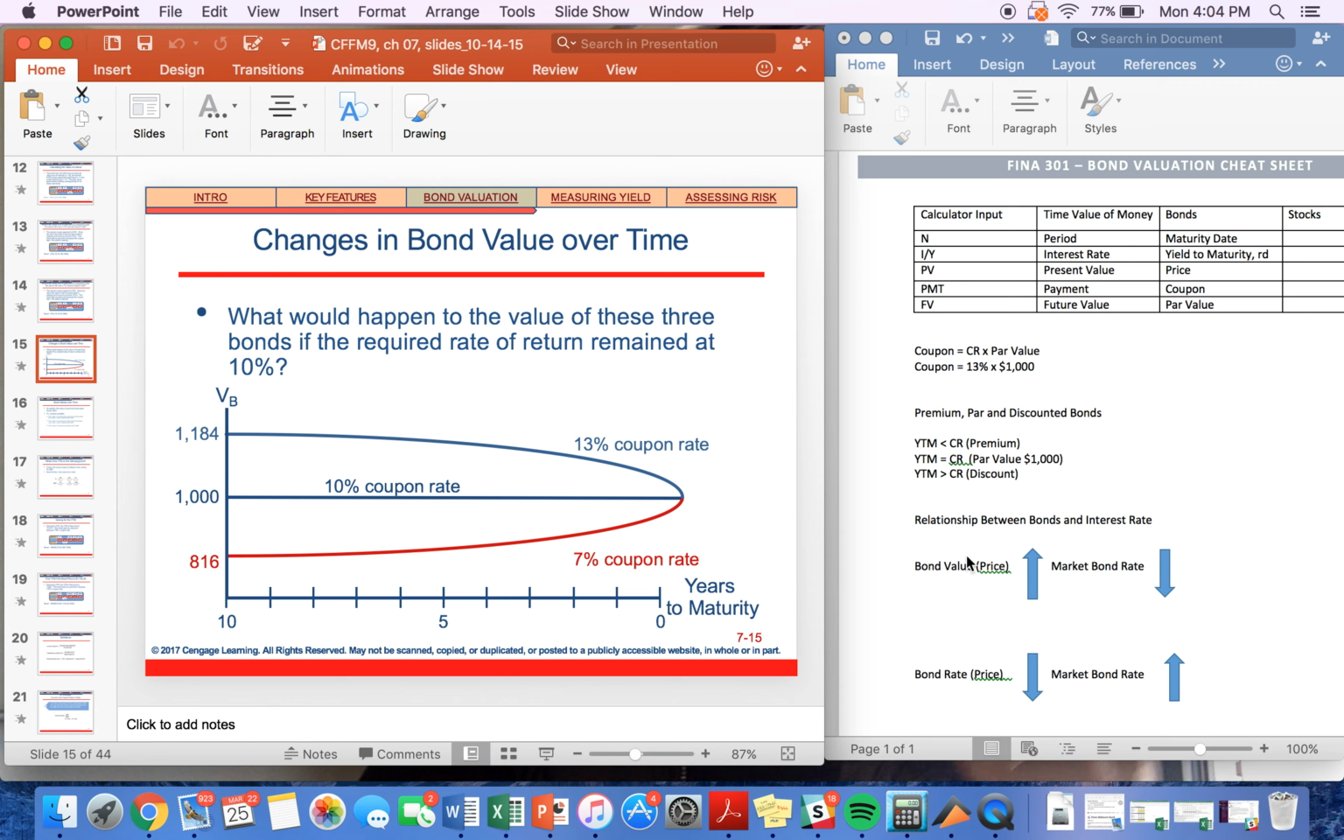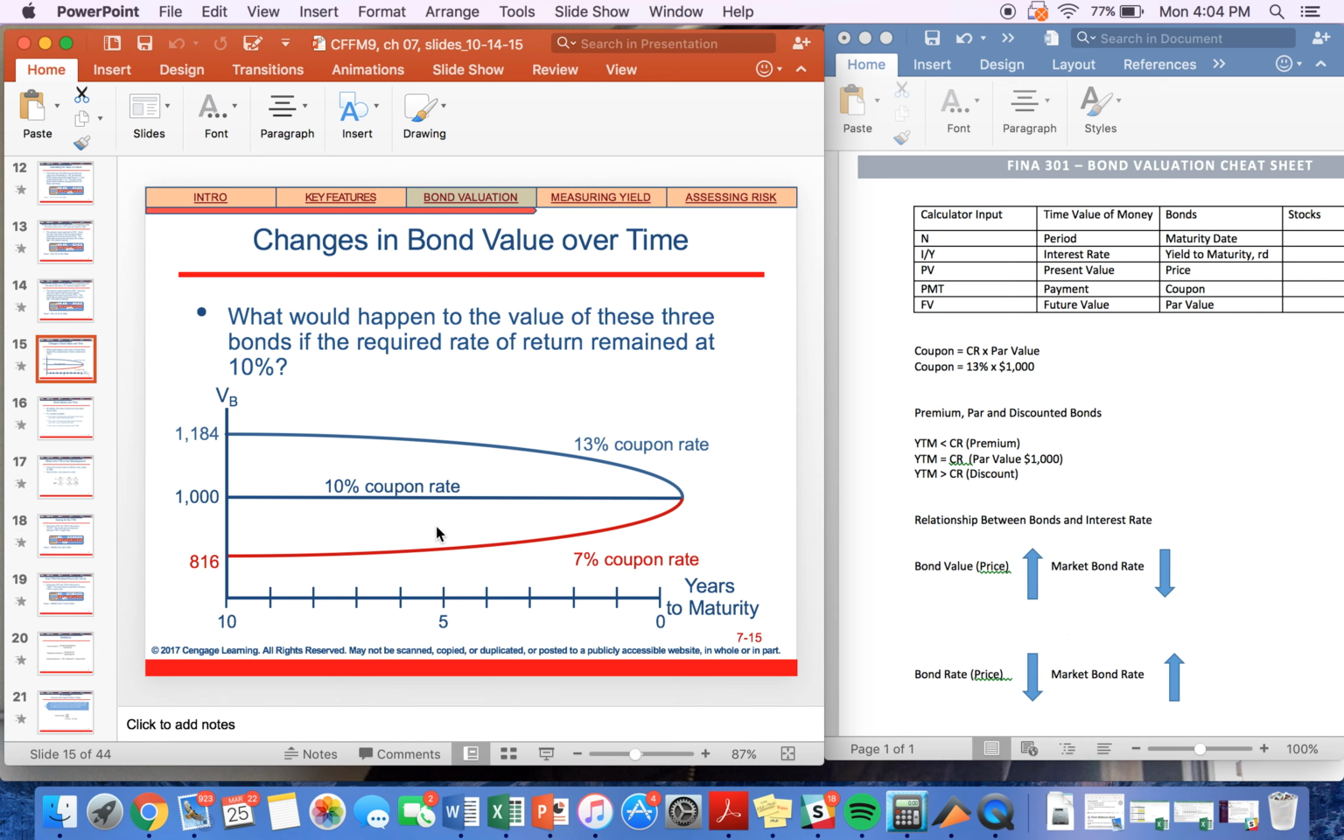And then also make sure that you really understand the difference between a bond price and the market bond rate, okay? So interest rates and price of my bond. Make sure that you understand their inverted or inverse relationship and why they're inverse. So, changes in bond value over time.